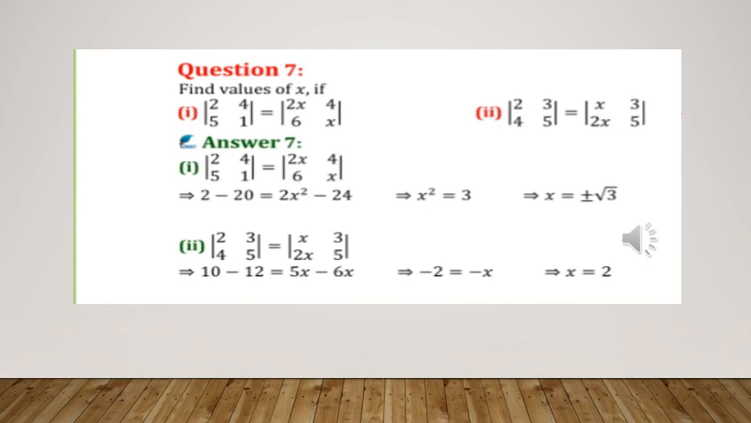Now it's the second part. Determinant 2, 3, 4, 5 equals determinant x, 3, 2x, 5. Again expand. 10 minus 12 is equal to 5x minus 6x. Then negative 2 equals negative x, or x is equal to 2.